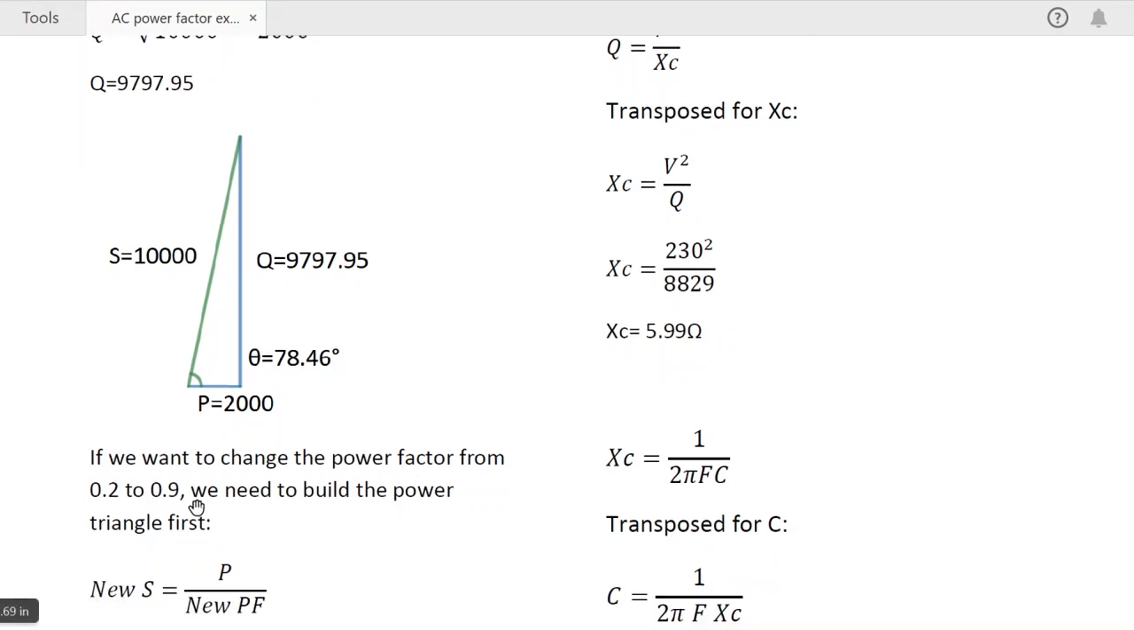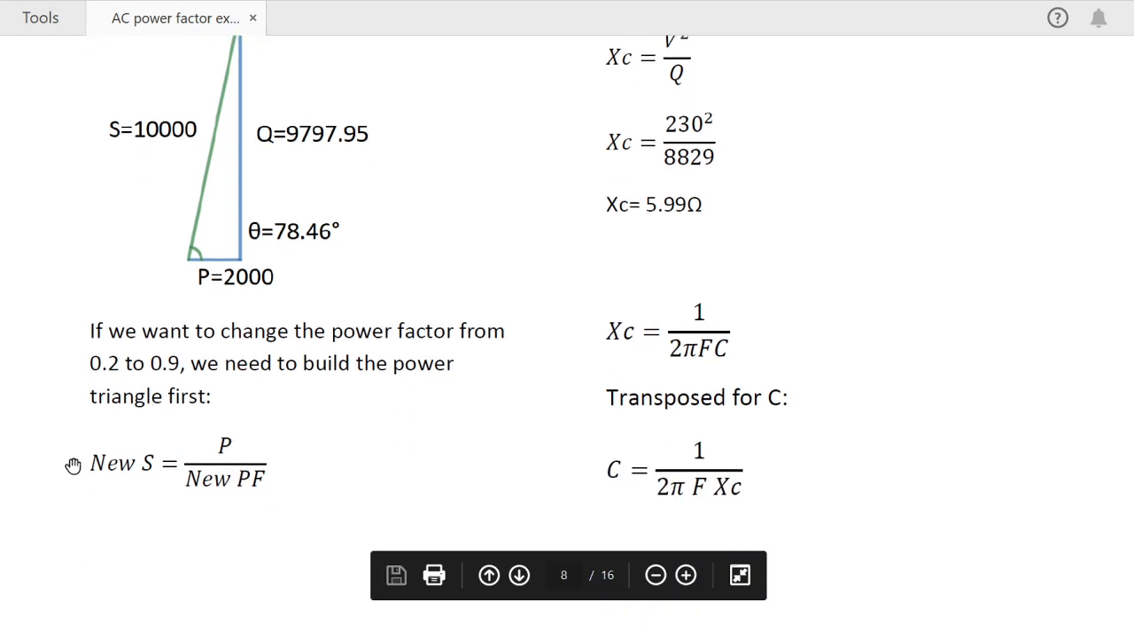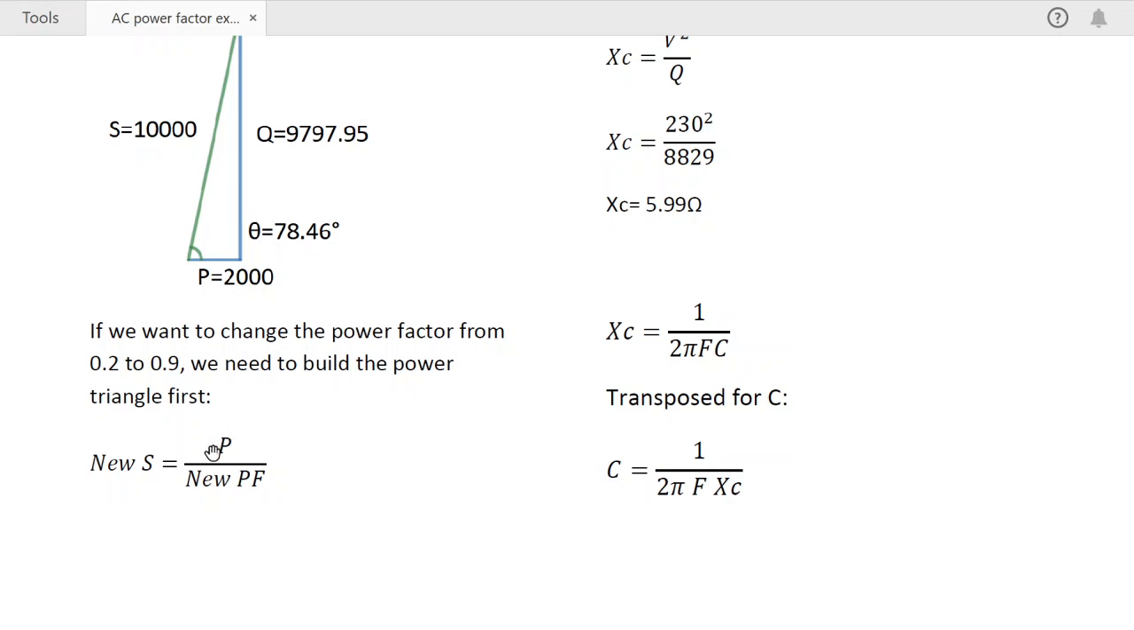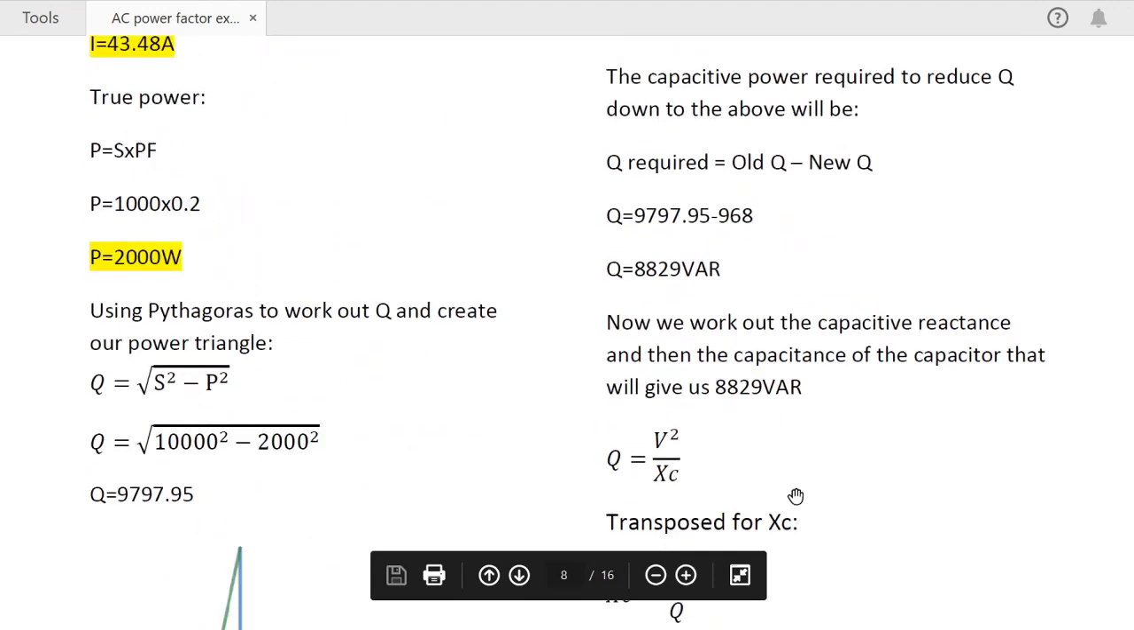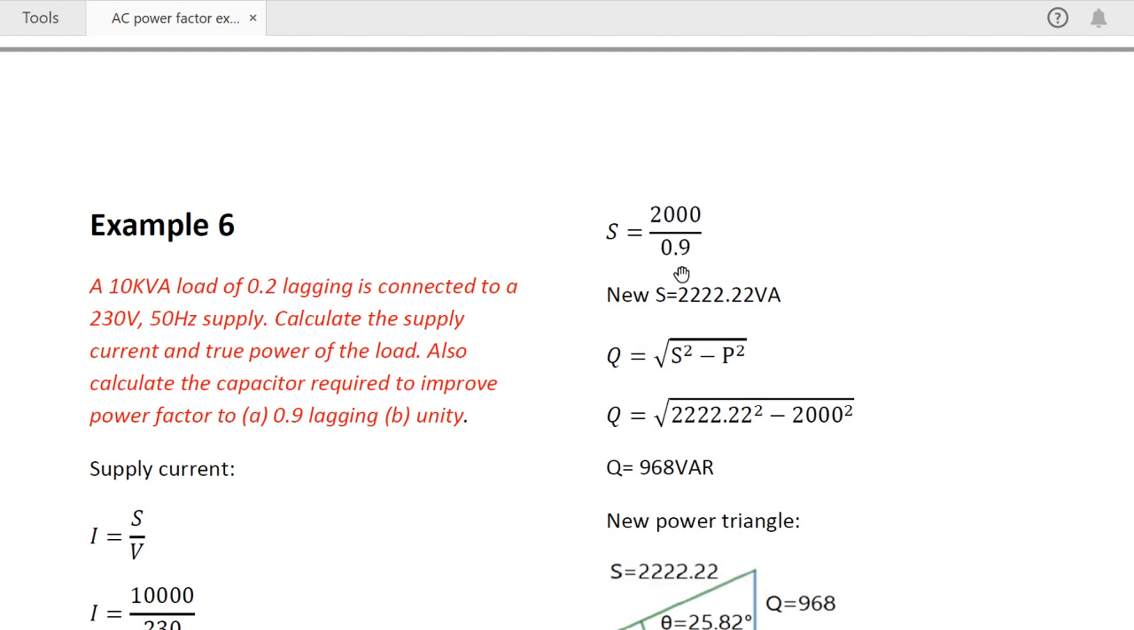So we're going to change the power factor from 0.2 to 0.9. Again, the easiest way to do this is to build that power triangle. So our new apparent power, after we've changed the power factor, will be our true power. That doesn't change. We haven't added or changed any resistance. The true power divided by our new power factor, which was 0.9. Going over to the right hand column here, apparent power equals 2,000, true power, divided by power factor 0.9. So our new apparent power will be 2,222.22 volt amps.